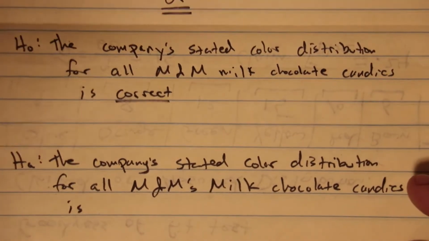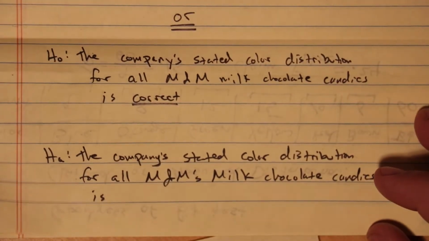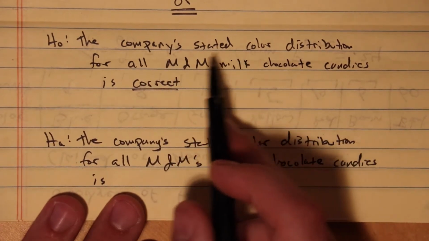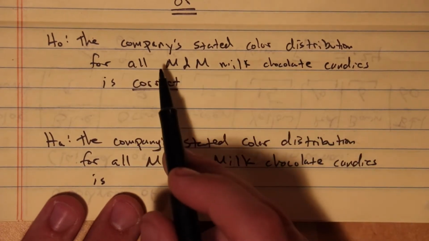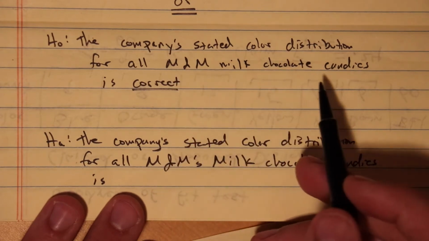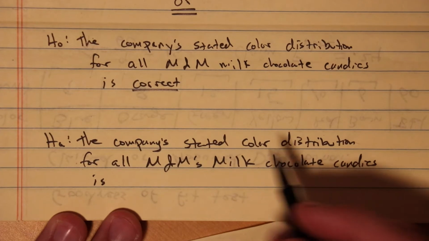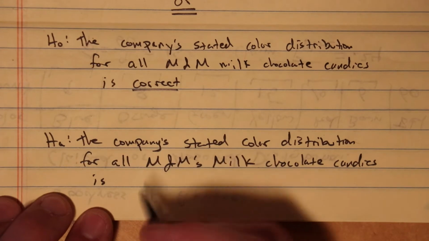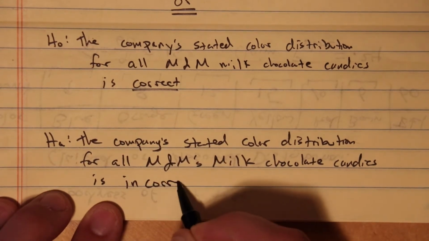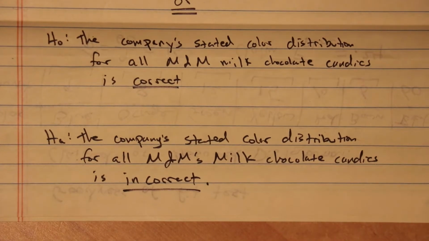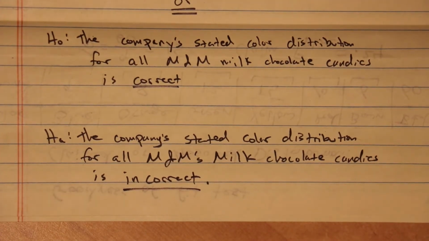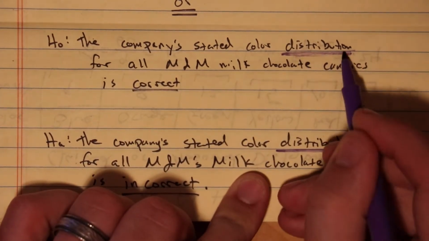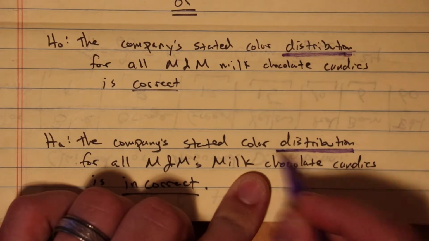This is what you could write for a goodness of fit test, because we're doing a significance test on a distribution of numbers. Your null is simply stating, in context, that the company's stated color distribution for all M&Ms is correct. Alternatively, the company's stated color distribution for all M&Ms milk chocolate candies is incorrect. And the big thing here is the word distribution. We're doing a significance test on a distribution of numbers, not just one number, but a distribution of numbers.